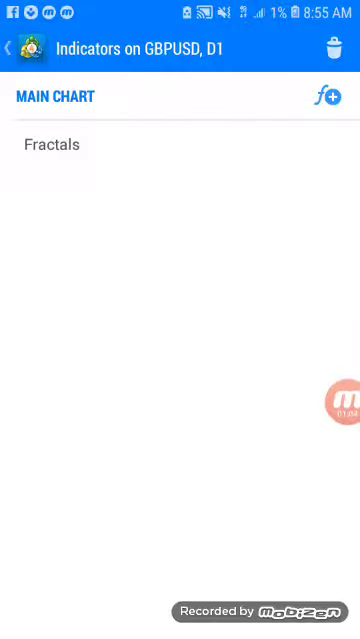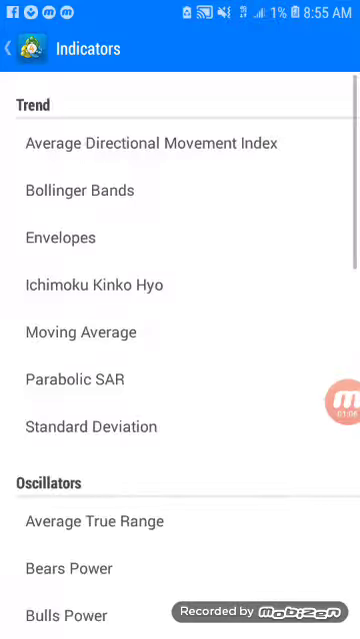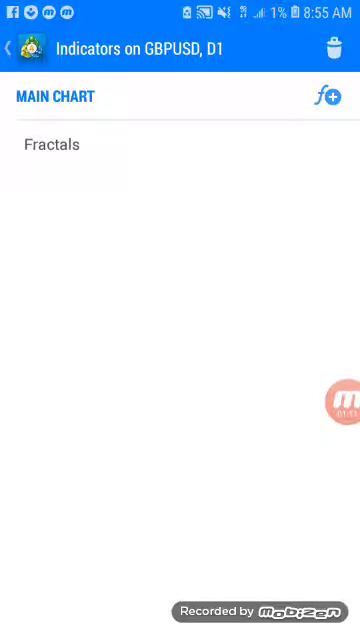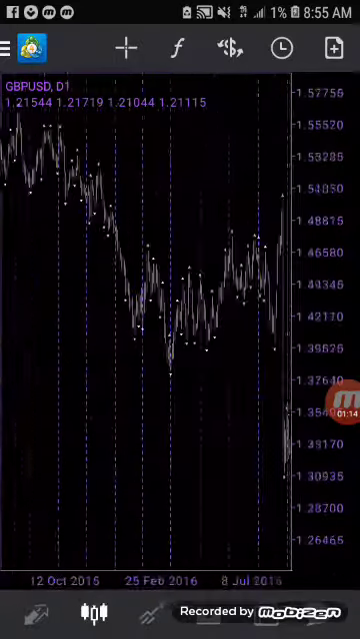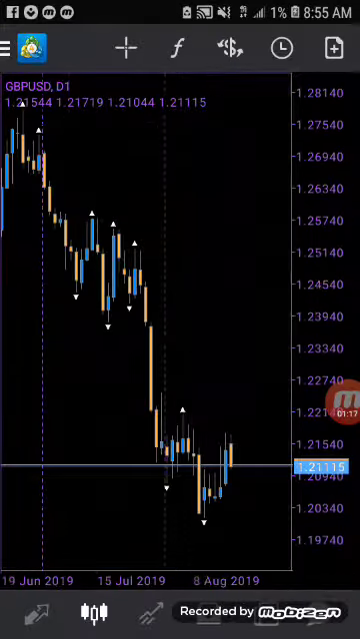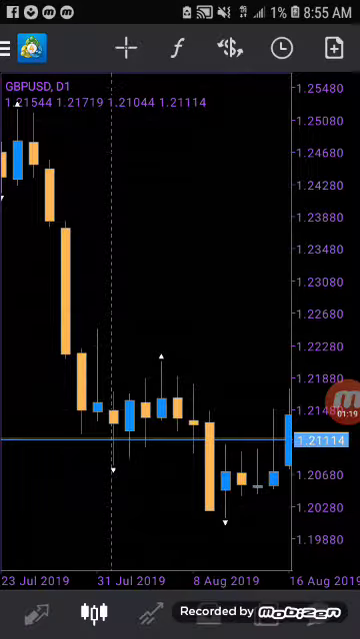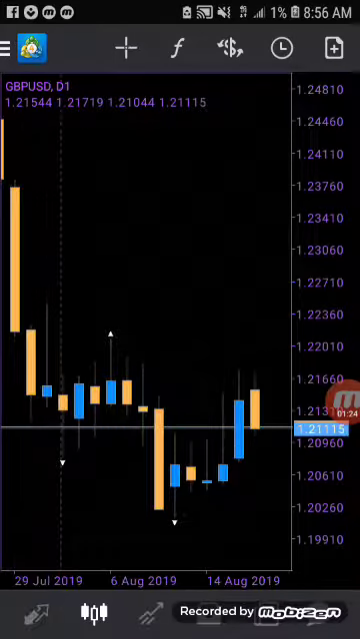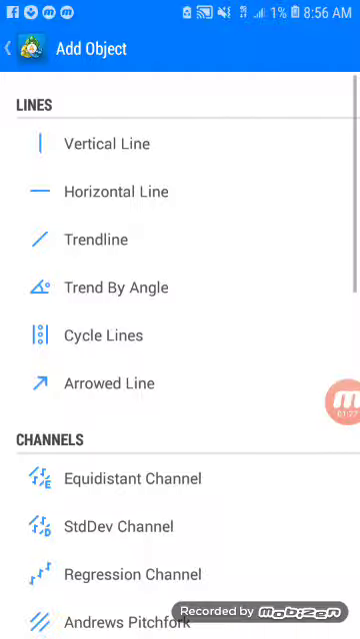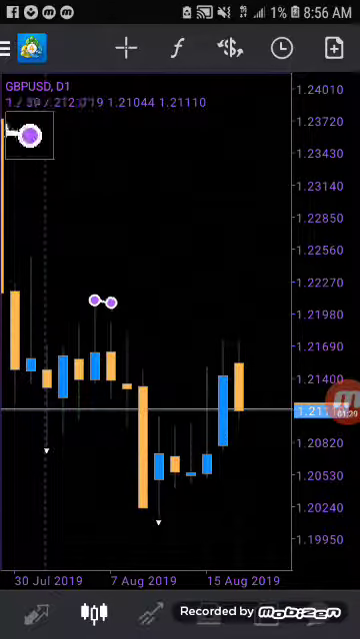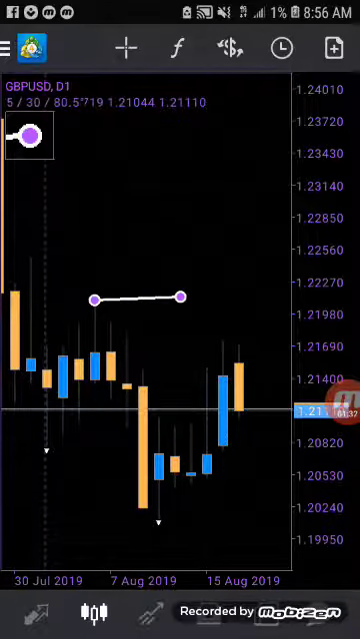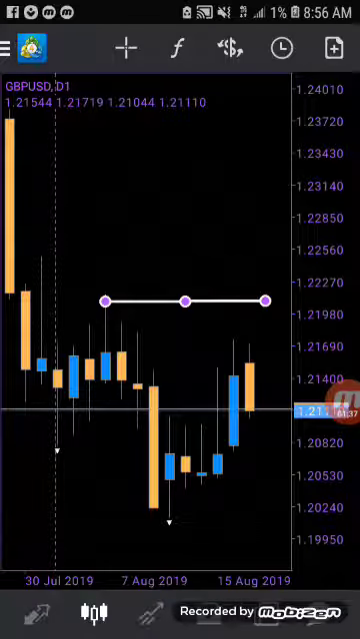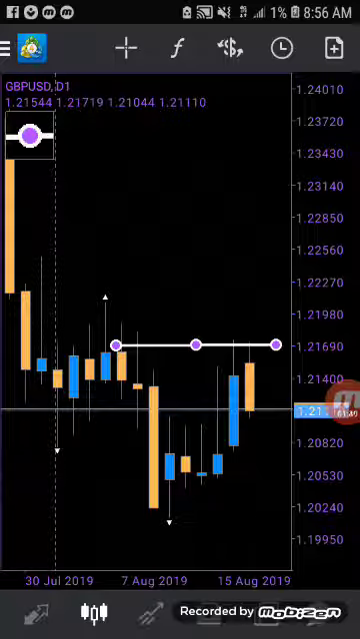If you go to your indicator list, it's probably in, let's see, Bill Williams fractals. All right, so check this out. I'm just going to do it like this. I'm going to take a trend line. Everybody, the pair that you're going to trade, you start off on the day chart. Once you have it set up, put your fractals on.